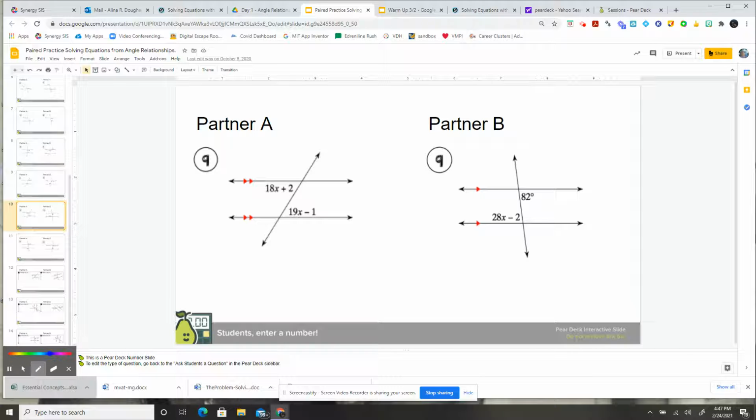So think to yourself, what are you going to do? What kind of pairs do you have? They kind of make a Z on the interior of those parallel lines. That means they're alternate interior. Alternate interior angles are always congruent. So we're going to set those equal to each other.